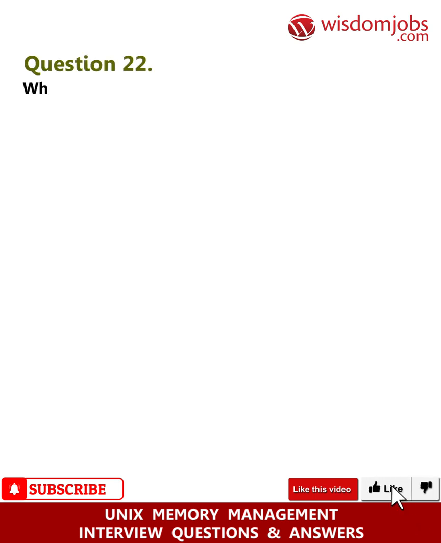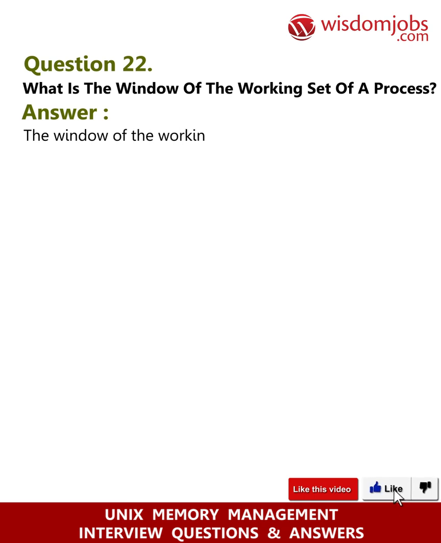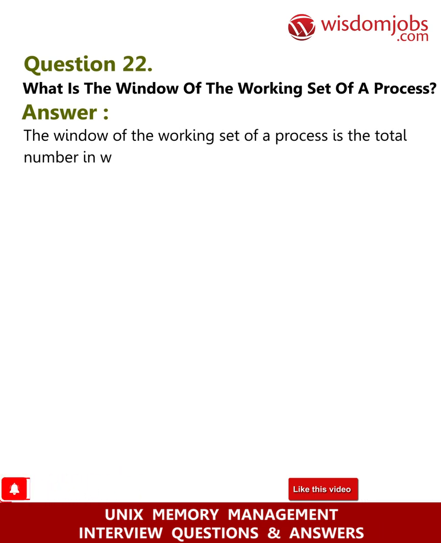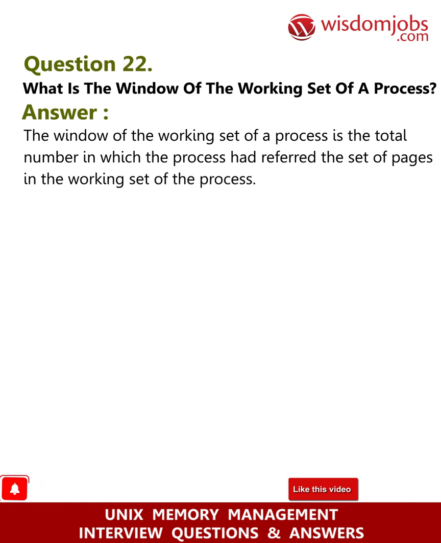Question 22. What is the window of the working set of a process? Answer. The window of the working set of a process is the total number in which the process had referred the set of pages in the working set of the process.